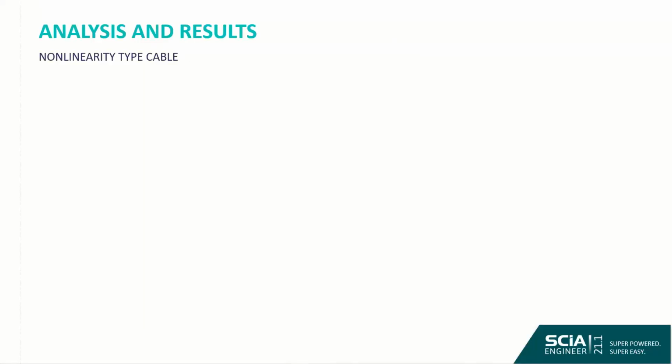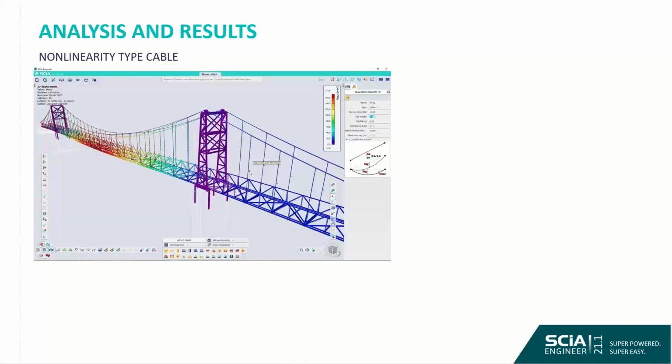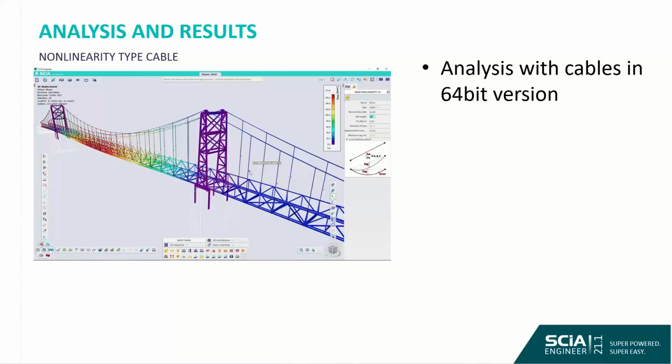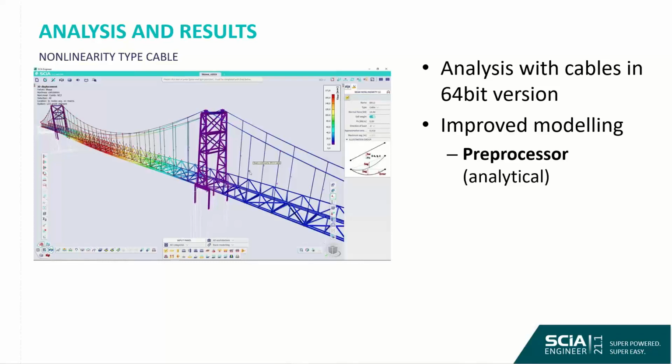Third, about analysis and results, we enable a nonlinearity type cable. This feature allows you to model any cable state or cable-like structure, like here a suspension bridge, and the analysis with cables was improved in the 64-bit version in the following way.